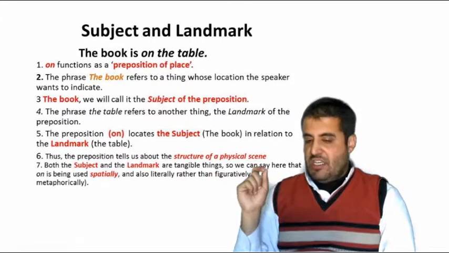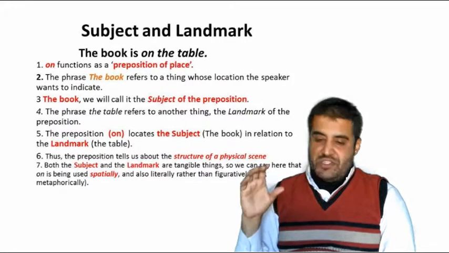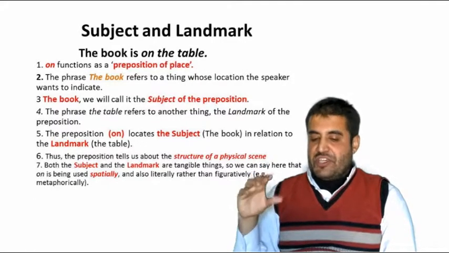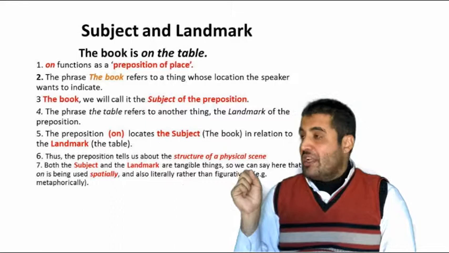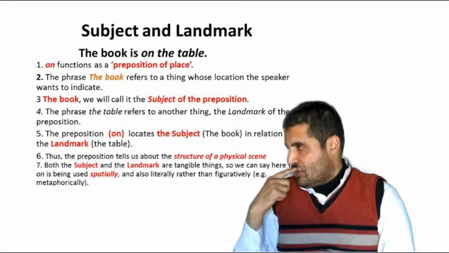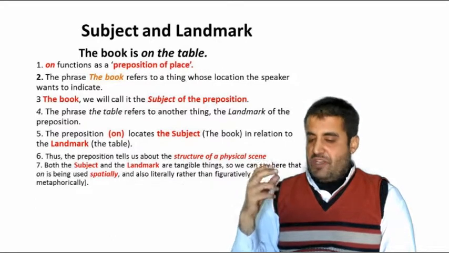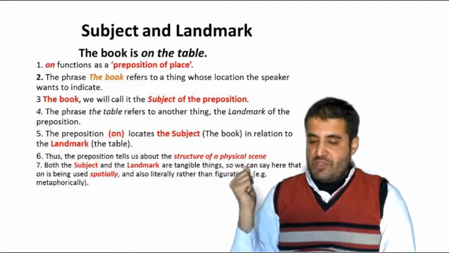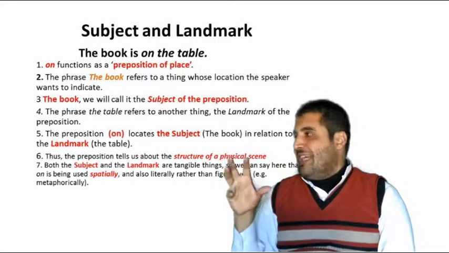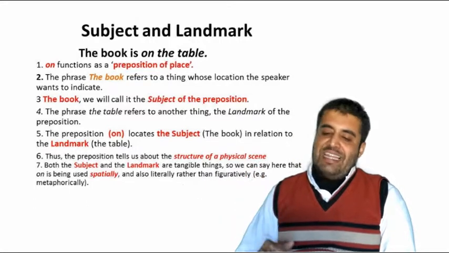Look at here, there is also another one on the table. So the phrase the table refers to another thing. We call it the landmark of the preposition. Now the preposition on the table refers to another thing, the landmark of the preposition. The table is called the landmark. Why do we call it the landmark?